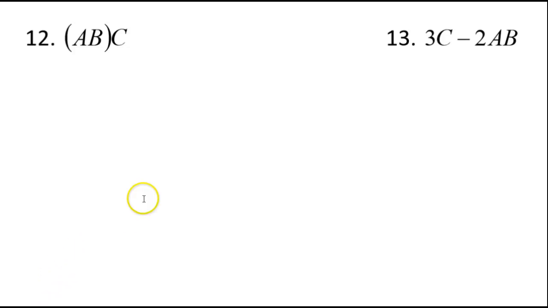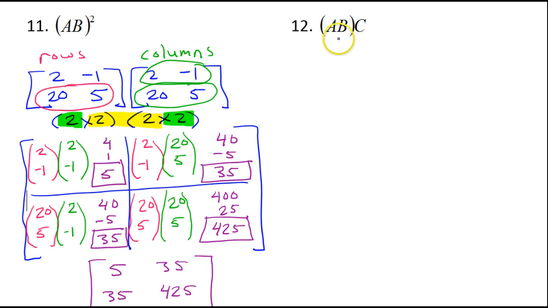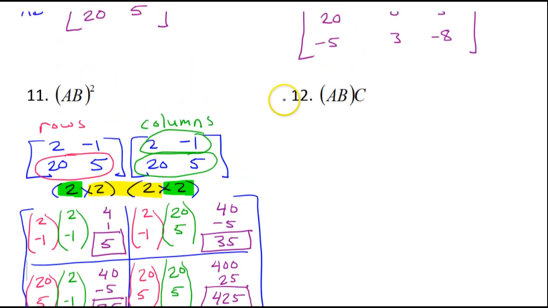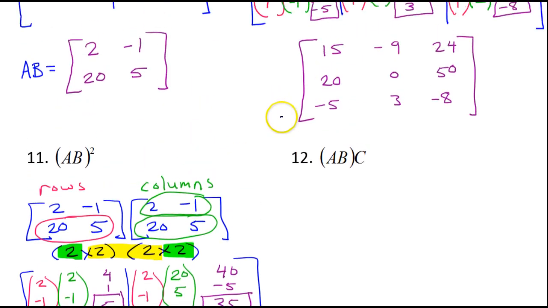In this video, I will show you how to do multi-step matrix multiplication problems. Okay, look at number 12. We need to multiply AB times C. Now, remember, I already know matrix AB. All right, again, this is matrix AB right here. So let's go ahead and just copy that down.